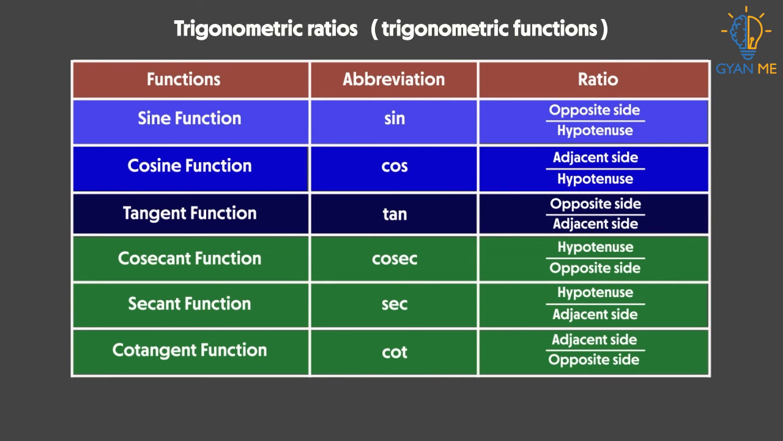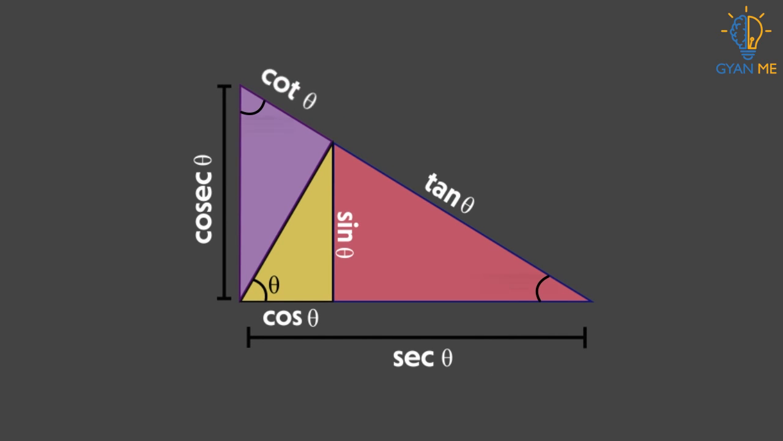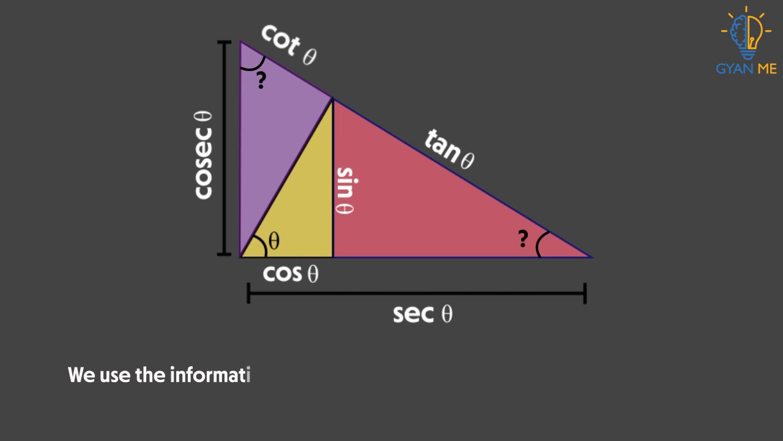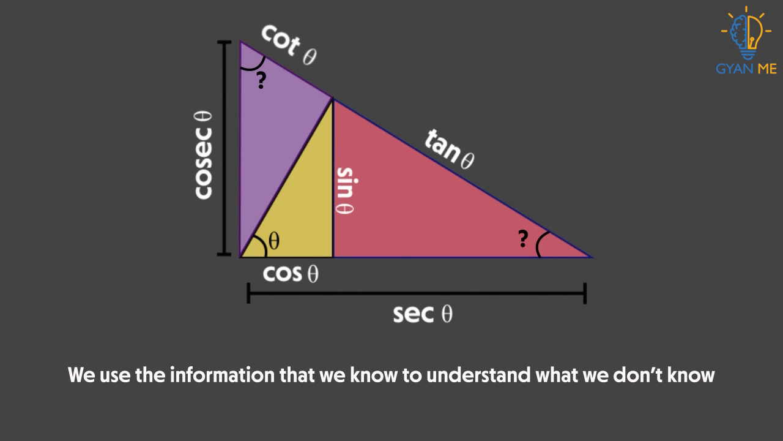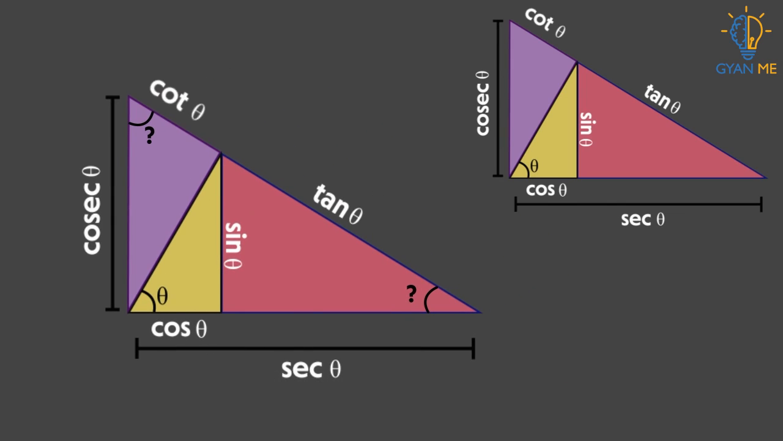So now what we know is all about ratios, which are nothing but some sort of functions of some angles. And to understand trigonometry, we also need to understand these angles. What we always do is we use the information that we know to understand what we don't know, isn't it? Yes. So here also we will use these ratios of the sides, that is something we know, to understand more about the angles, which we don't know.